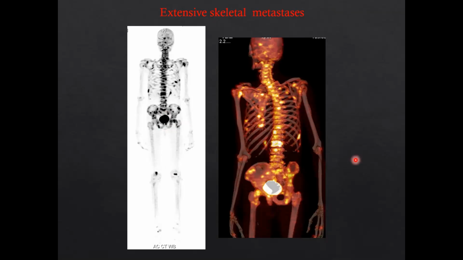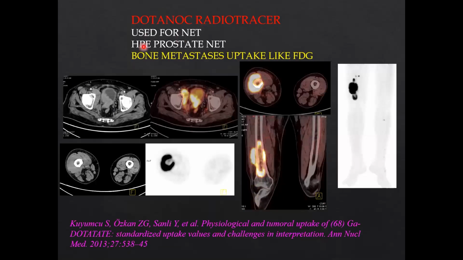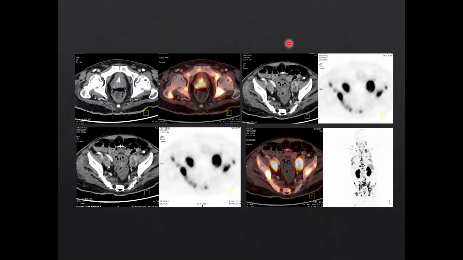Coming to the DOTANOC radiotracer, it is used for NET, and prostate NET. NET is neuroendocrine tumor. Bone metastasis uptake is like FDG. If you see this, there is erosion, destruction of the bone with soft tissue infiltrating the muscle and the bone marrow. And this is a prostate which is infiltrating the urinary bladder. So it is a prostate primary with skeletal metastasis, but this is done with the DOTANOC radiotracer, not with the other radiotracer. That is the same case here with another, which is extensive skeletal metastasis.